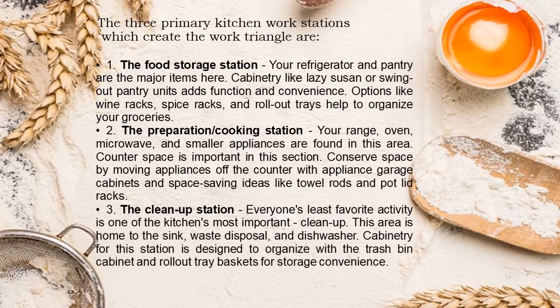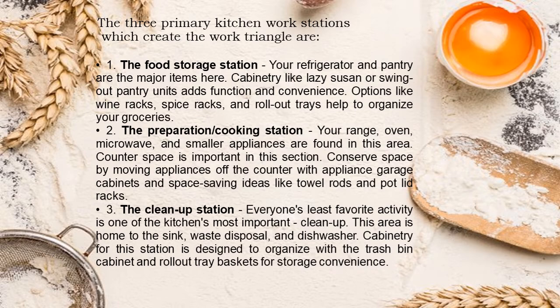The three primary kitchen workstations which create the work triangle are: first, the food storage station. Your refrigerator and pantry are the most major items here. Cabinetry like Lazy Susan or swing out pantry units adds function and convenience. Options like wine racks, spice racks, and roll-out trays help to organize your groceries.